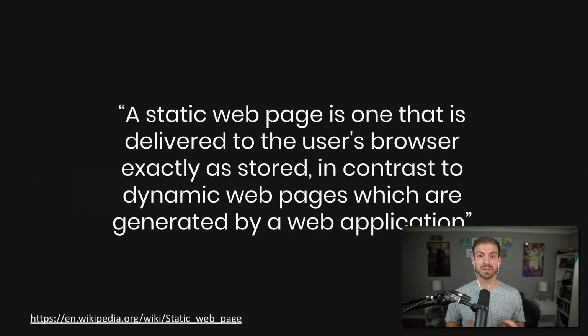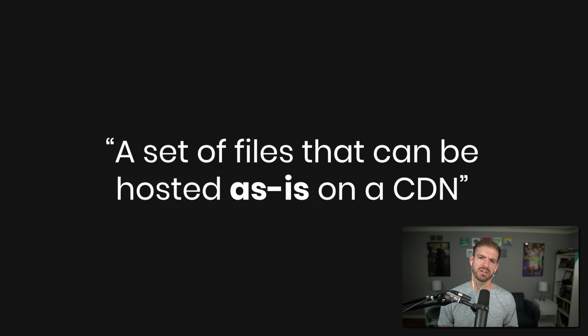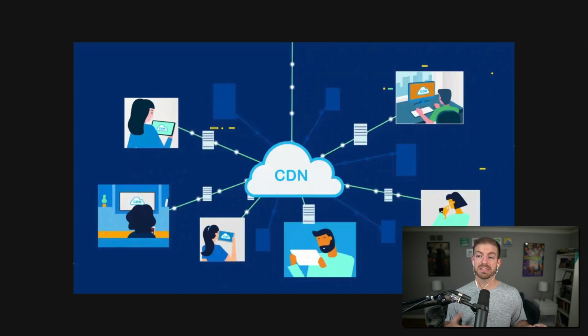Well, if you go to Wikipedia, they give you a definition. Wikipedia is the source of all truth, of course. And they say a static web page is one that's delivered to the browser as stored, in contrast to dynamic web pages, which we'll talk about more throughout the presentation, that are generated by a web application. So that's fine. A little simpler version here is one that I came up with. It's a set of files that can be hosted as is on a CDN, or content delivery network. Now, a content delivery network is very beneficial because it can replicate those files all across the world and make it really quick and easy to get access to those files and send them back down to the browser.